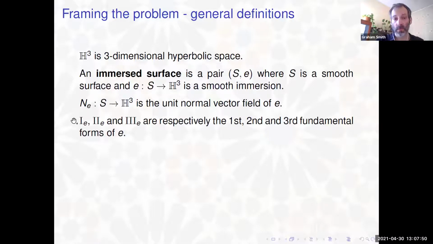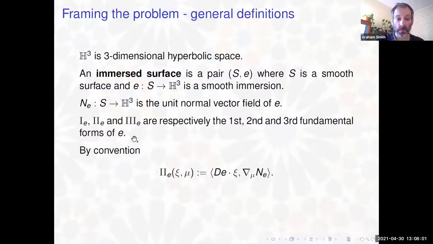Once I have these objects, I can define the first, the second and the third fundamental forms of this immersion. These are defined using, for example, Lockhart's book. The convention that I use when I define the second fundamental form is that the second fundamental form of two vectors, xi and mu, is equal to the inner product of the image of xi under the derivative of E and the covariant derivative of n in the direction of mu.